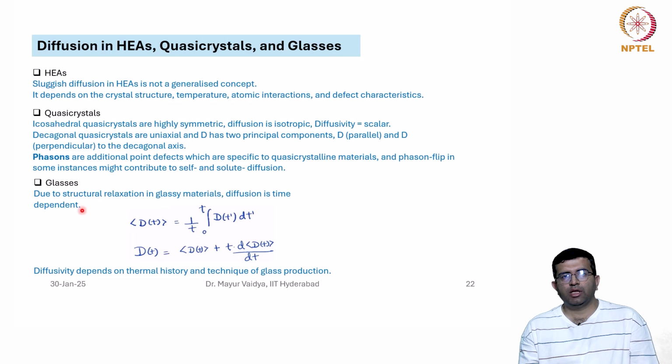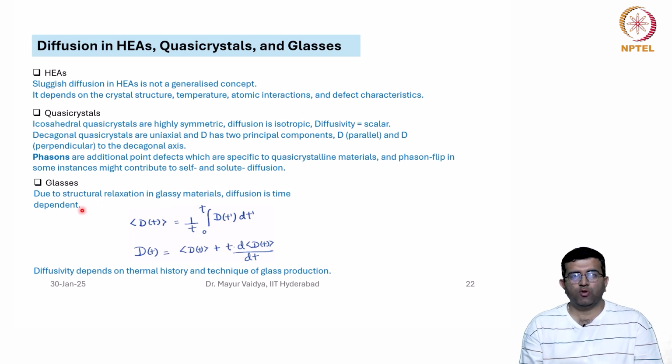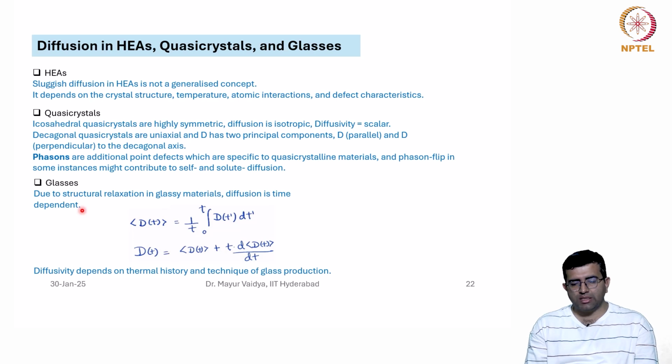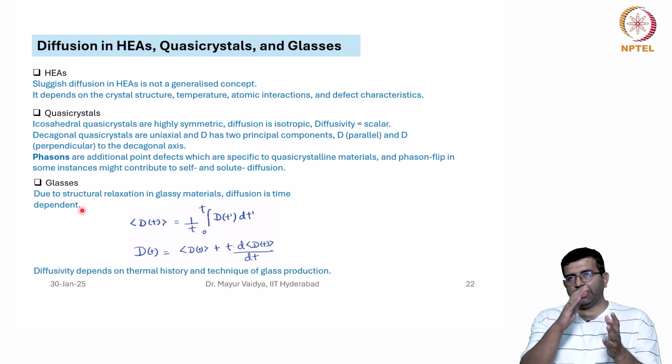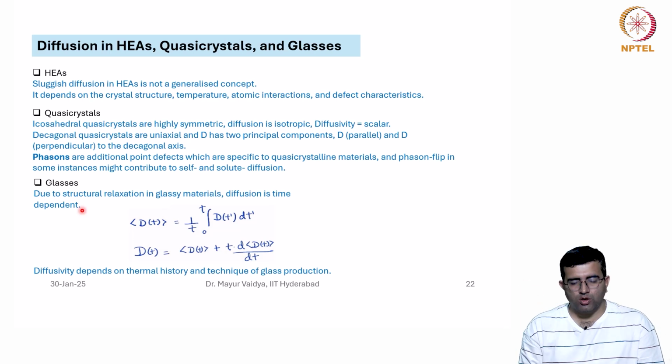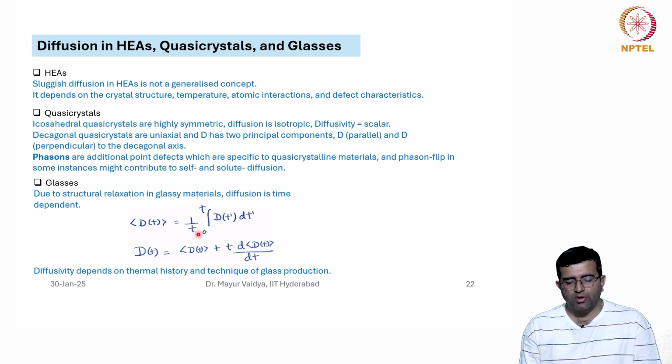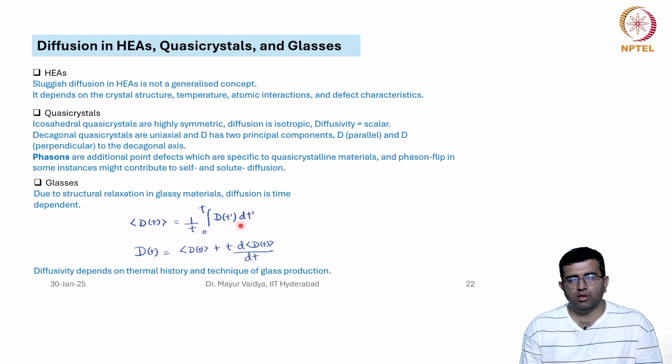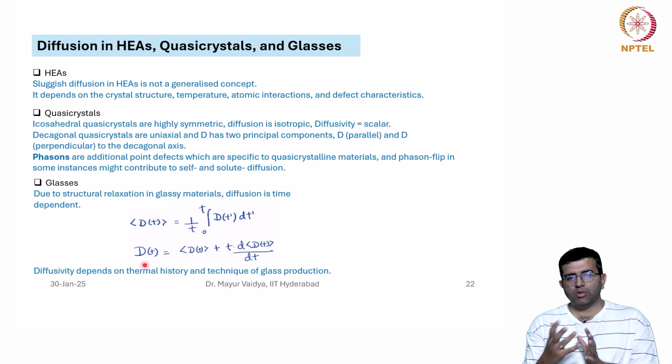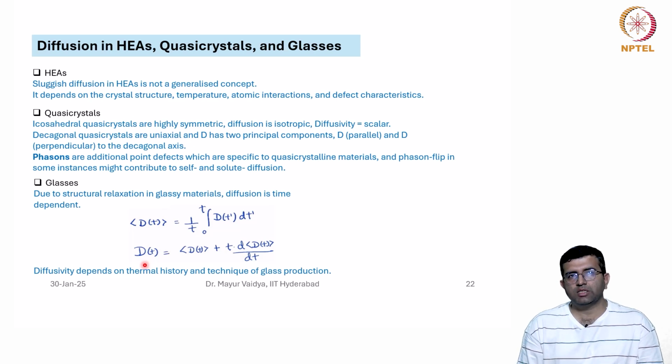And in fact, in this week itself, we saw the diffusion in glasses, where we understood that the structural relaxation in the glassy materials leads to a decrease in the diffusivity, an initial decrease in diffusivity, after which it attains a plateau value. So, this time average diffusivity can be given as 1 over t integral 0 to t of D dash dt. And here the diffusivity depends upon the thermal history and the technique of the glass production.